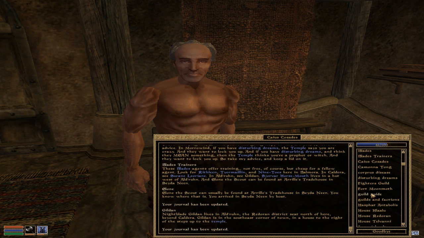Nightblade Gildan in Ald'ruhn. The Redoran district sits north of here, beyond Suran. Gildan is in the southeast corner of town, in a house to the right of the steps up to the temple.